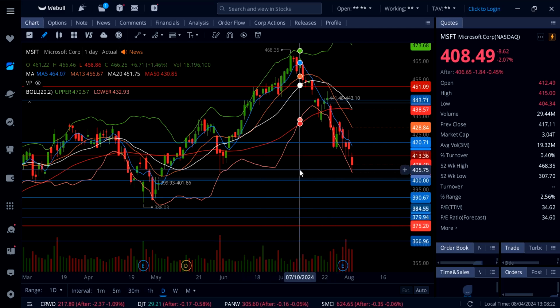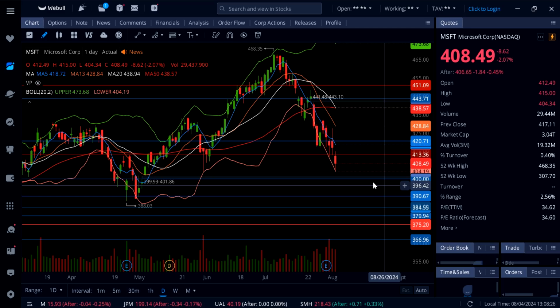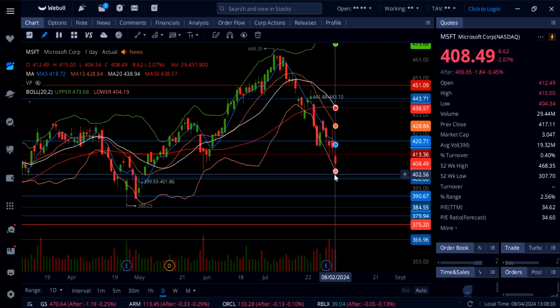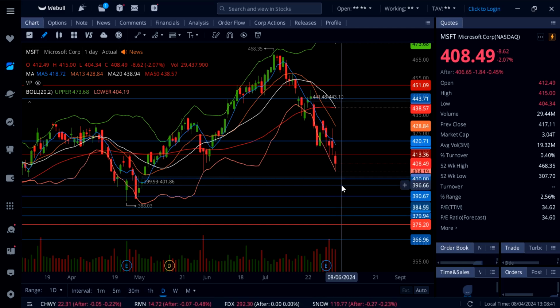Now, why did we get a bounce? You can see Bollinger Bands on big names work really well. Here the Bollinger Band on the bottom is sitting at 404, and look at the low, 404.34. We got a bounce off of that level, went back up almost to 413, 415, and then pretty much gave away all the gains, came back, and now we're trading at 408.